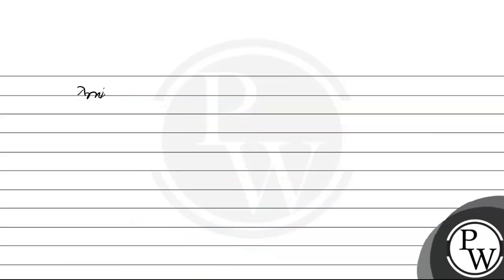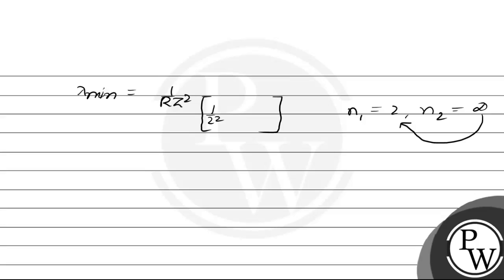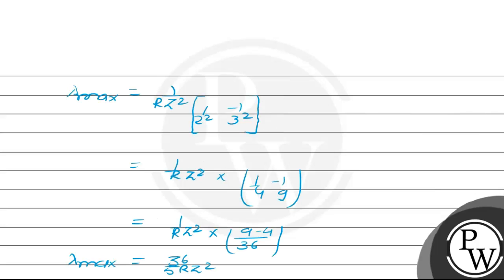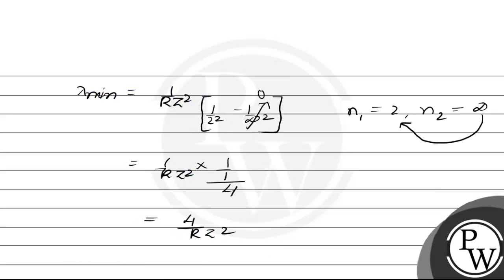For the minimum, this difference will be maximum, and this will come when transition takes place from n2 equals infinity to n1 equals 2. That is, the electron transitions from infinity to second energy level. This is 1 upon 2 square minus 1 upon infinity square, and this term will be 0. So 1 upon R Z square into 1 by 4. So this is 4 upon R Z square, and lambda max we calculated as 36 upon 5 R Z square.